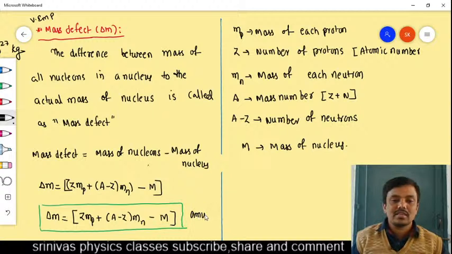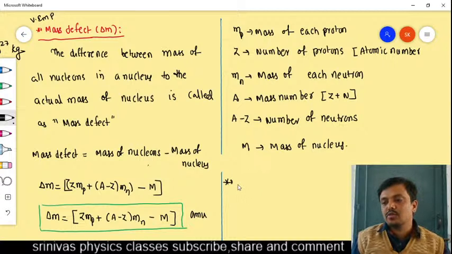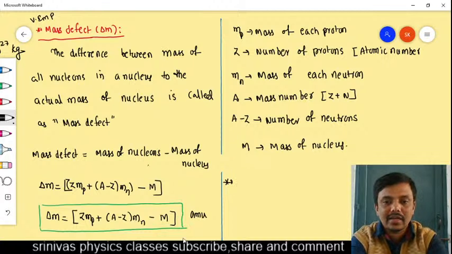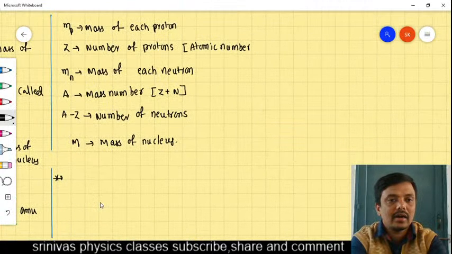Remember it. Mass defect is measured in AMUs. And this mass defect, some mass is lost during the formation of the actual nucleus. I explained clearly what mass defect is. Okay, and you note some values of proton and electron. For that I will take this to the left side and write the values.